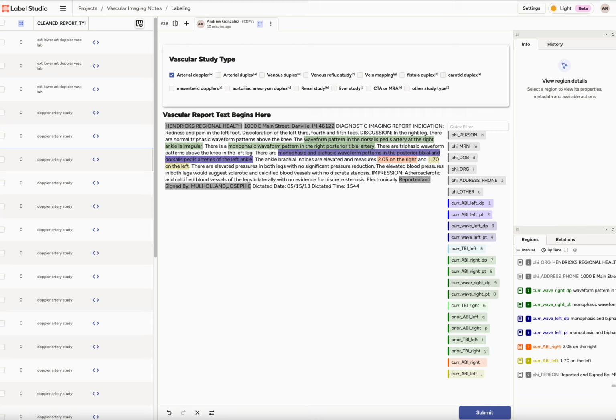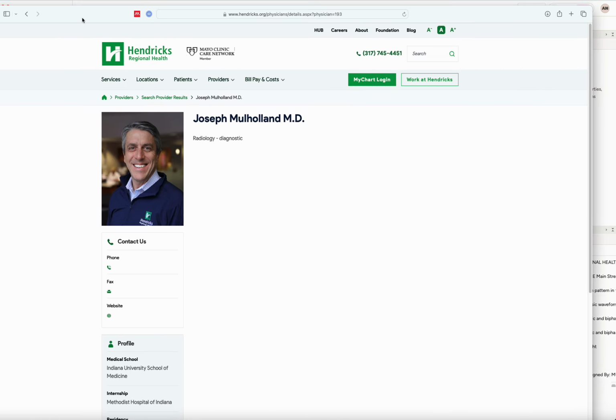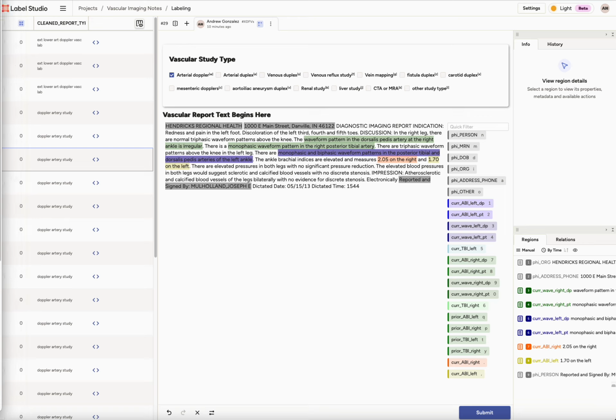But for the provider name, you do need to highlight that, because amongst names, we need to train it on how to recognize patient names versus provider names. So just as a proof, this is publicly available information. Anyhow, for the name, we highlighted Joseph Mulholland here, and then there can be organizations, which are either a unit of a hospital or the hospital itself. So you can see I highlighted Hendricks Regional. For the address, we highlighted that. And then we get into the meat of the report here.